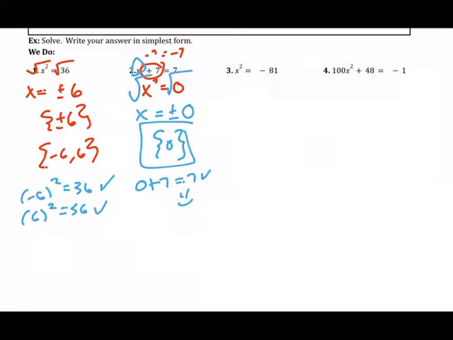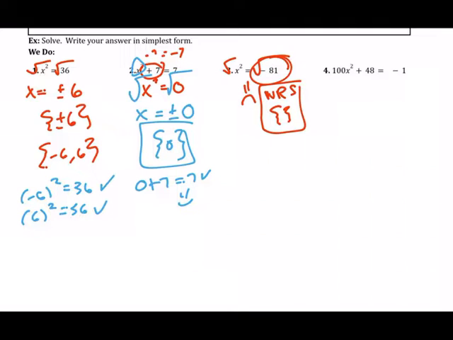Okay, for number 3, our variable is already isolated, so we can square root both sides. Uh-oh, though. We are being asked to square root a negative sign. That means that there is no real solution. That is a totally acceptable answer.